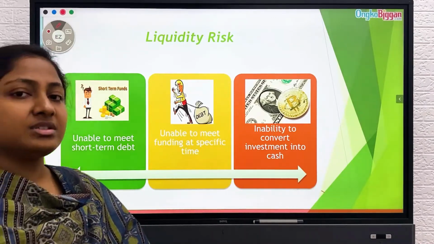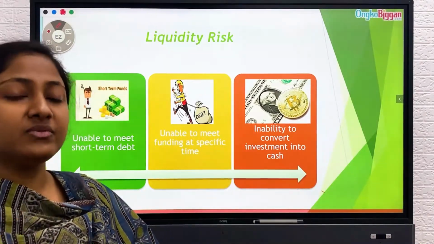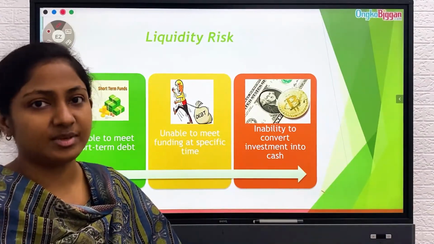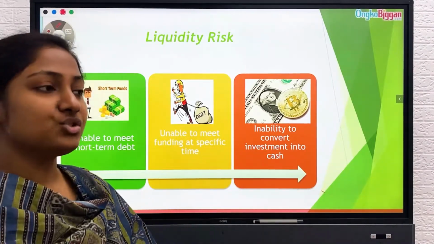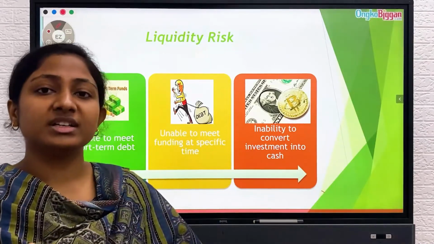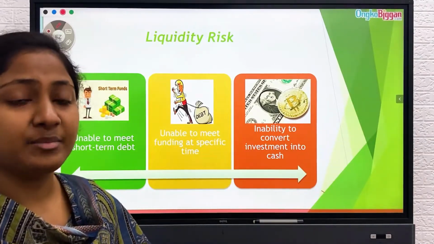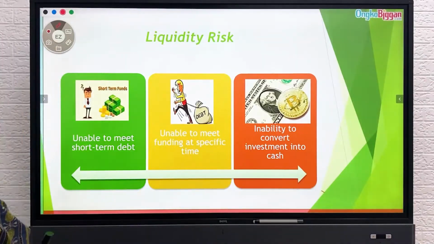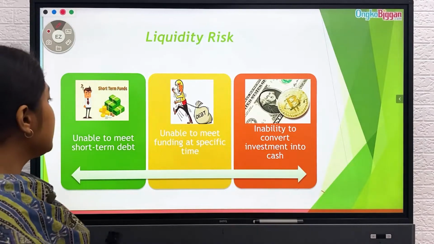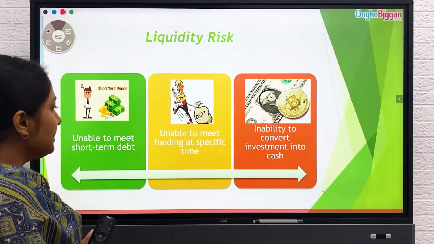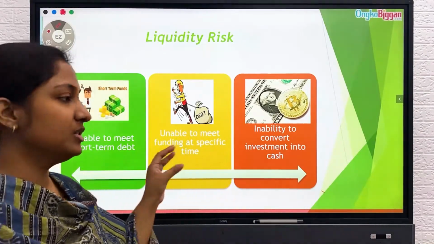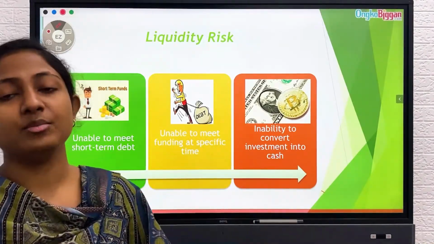Why do investors invest in your shares? Because they want this type of flexibility that you can provide. So if investors cannot get their immediate money by selling their shares or bonds or debentures, then maybe you will meet this short-term debt. The second one is being unable to meet the funding at a specific time. Why are we saying this? This is for the emergency time or urgent time.